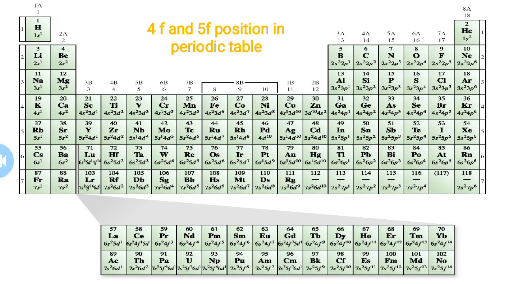In this d block, group 3B has scandium, yttrium, lanthanum, and actinium. So this is the group 3B element. This group 3 also includes the f block elements, but for the sake of convenience the f block is placed at the bottom of the periodic table. So this is the position of f block elements in the periodic table.